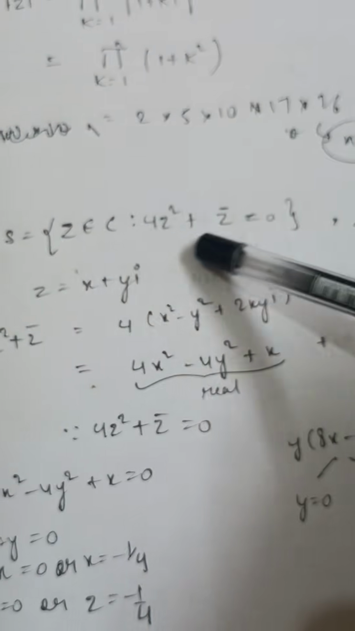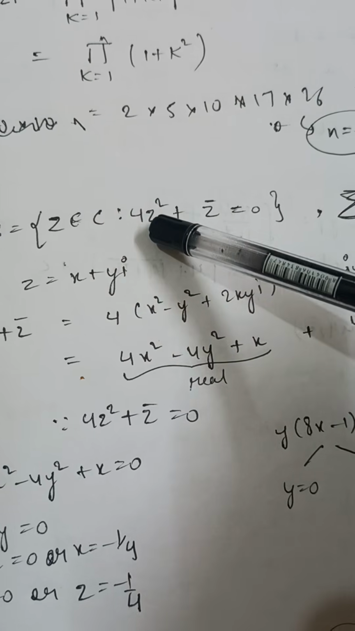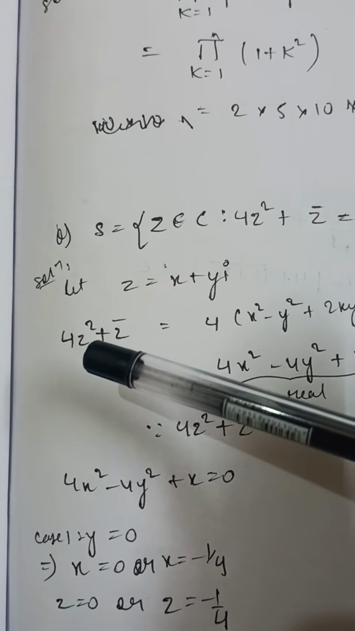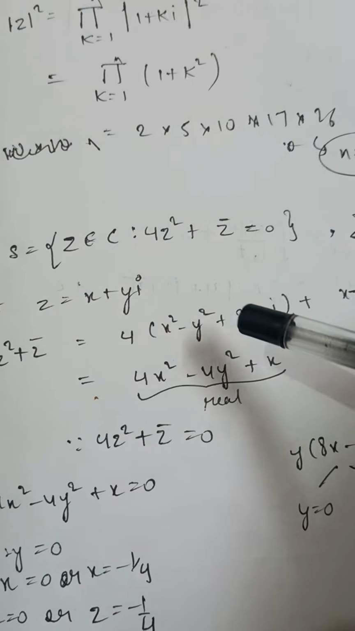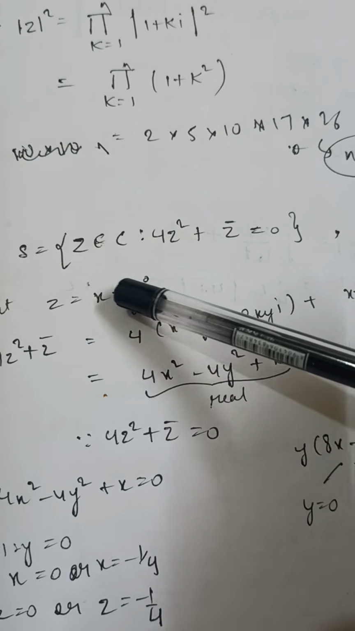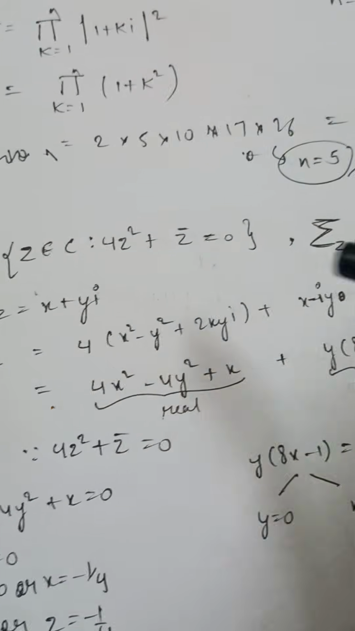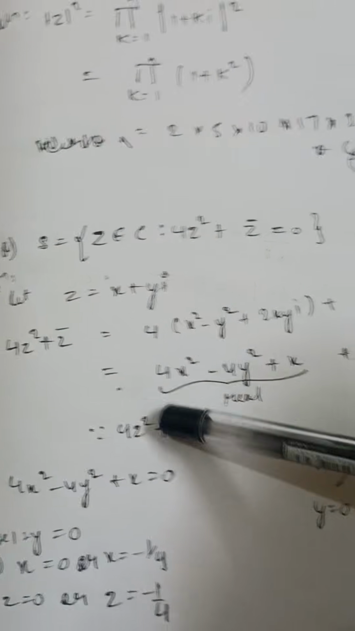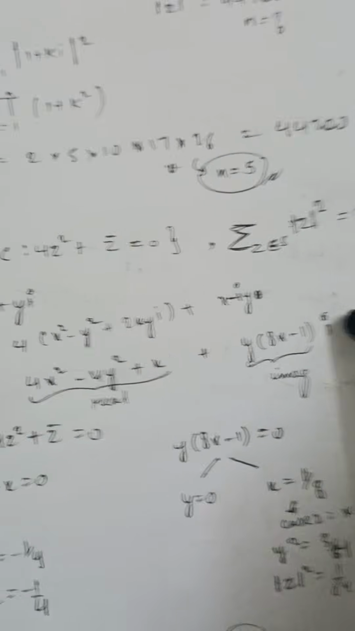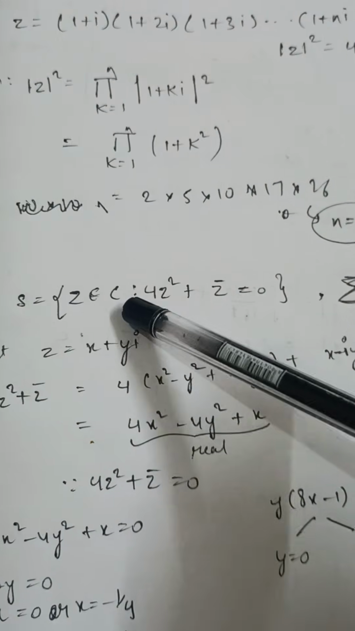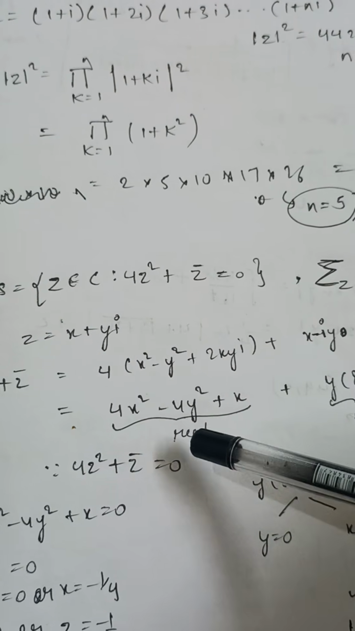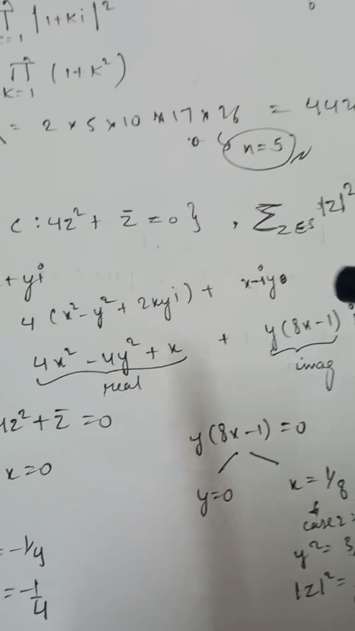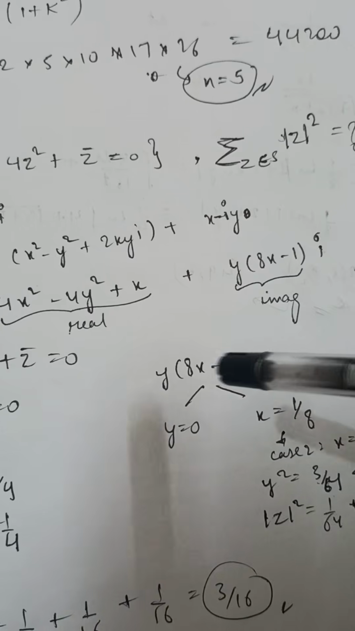To solve it, first we will evaluate this expression. We'll assume Z is equals to X plus iY, a standard complex number. For 4Z square plus Z conjugate, we'll write it as this. After expanding this square, it will be X square minus Y square minus 2xy, and the conjugate will be X minus iY. So after solving this, we'll get this as the real part and this as the imaginary part after separating it. We are given this as 0, so the real part should also be 0 and the imaginary part should also be 0. So by equating it to 0 separately, we get two values.